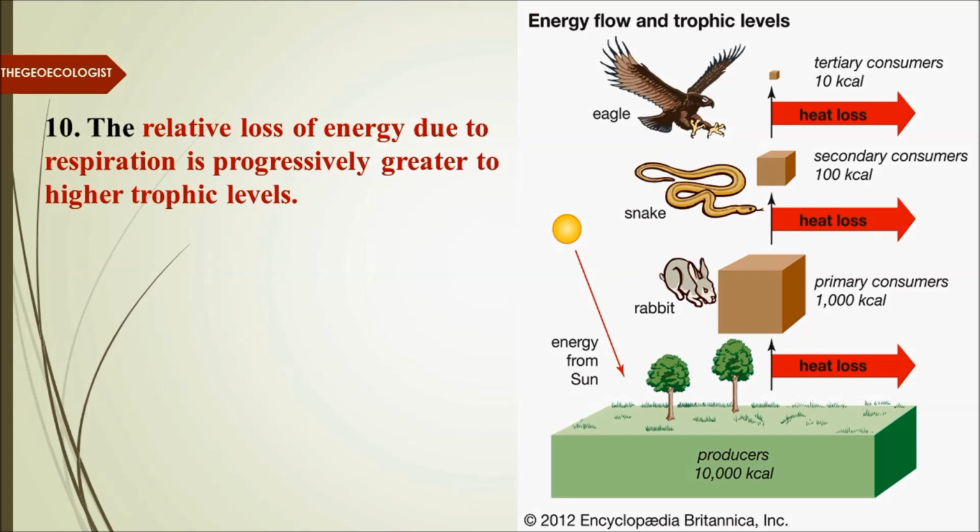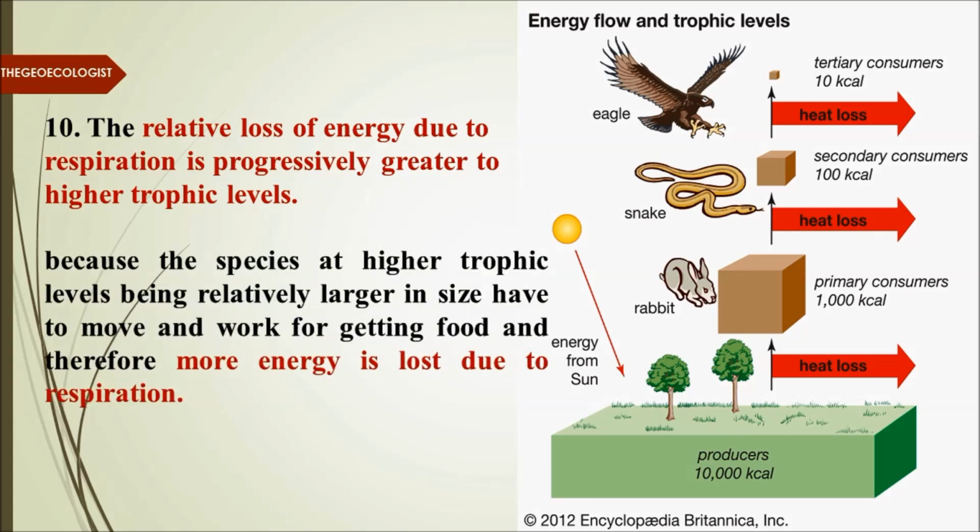If 10 is at the beginning, only 1 will reach at the top. That's how it is at the next level, right? So that is again the basic principle. Now, because the species at higher trophic levels have more requirement of energy due to higher respiration. That is the basic reason.